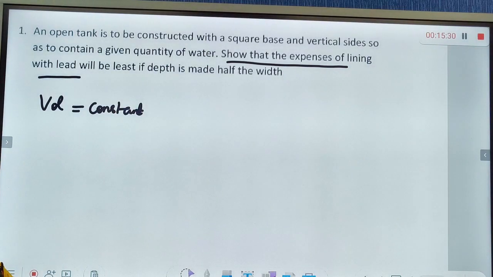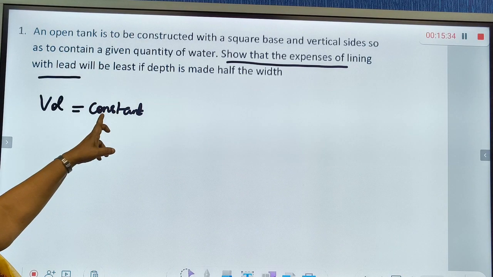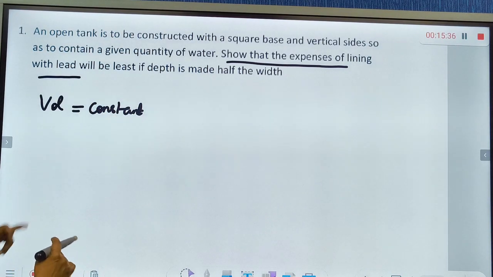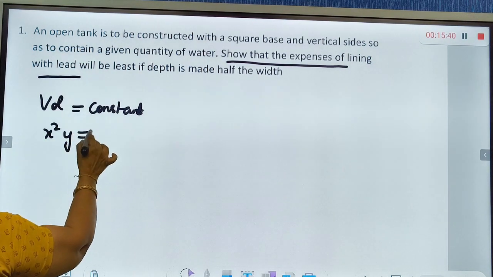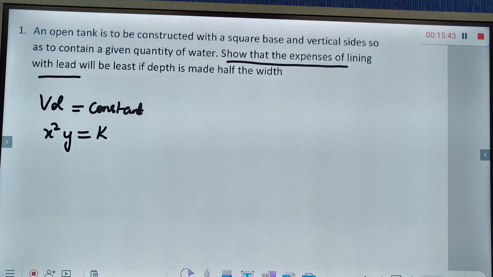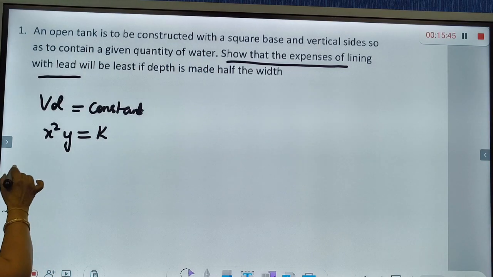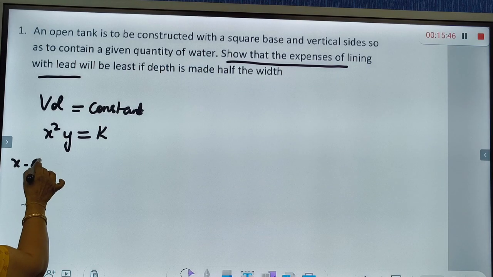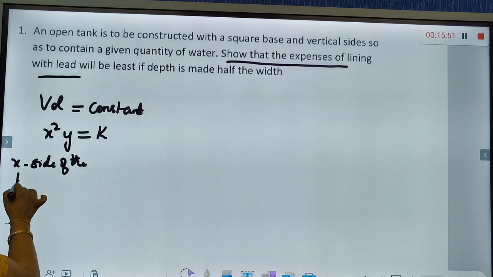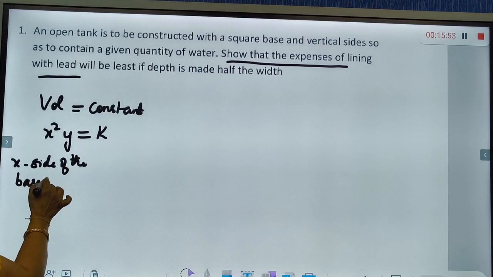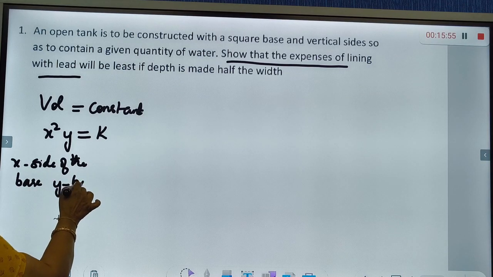That means the expense will be the least, so you have to minimize surface area. So volume is a constant. So x square y is a constant. Let me take it as k. So x is the side of the base of the tank, and y is the height of the tank.